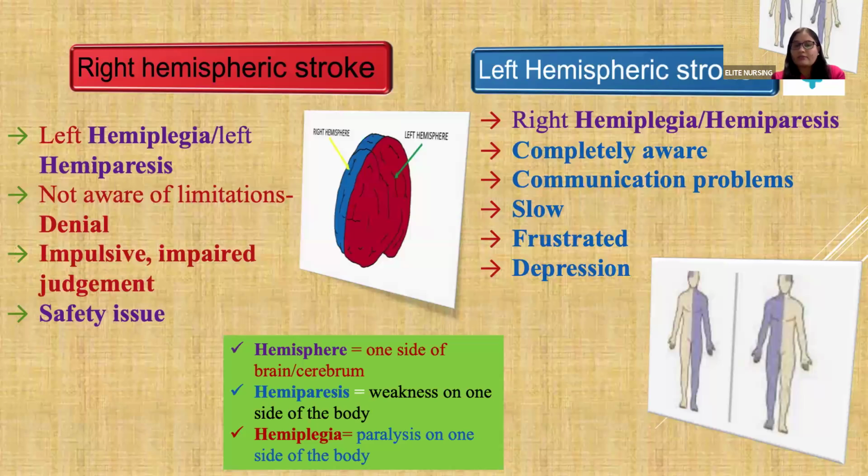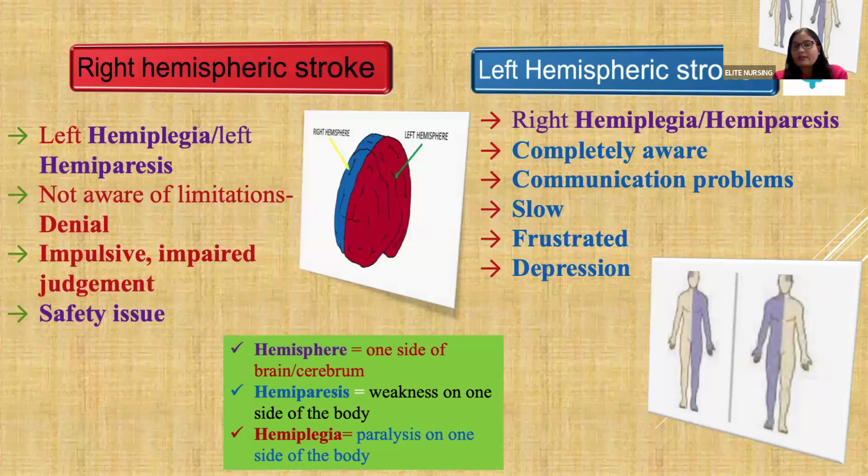Hemisphere. What is hemisphere? It is one side of the brain, or one side of the cerebrum. Cerebrum is the largest part of the brain, and it's divided into two lobes, right lobe and left lobe. So hemisphere means half of the cerebrum, or you can say one side of the brain. So when a question asks about the right hemisphere, it means the right side of the brain. When a question asks about the left hemisphere, then it's the left side of the brain.